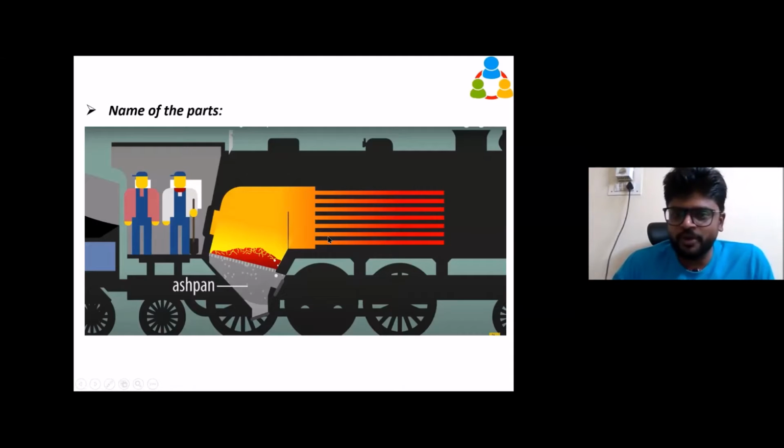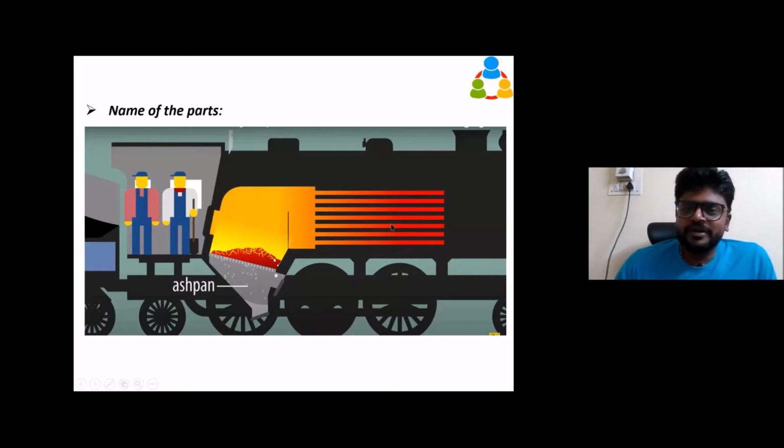In the next slide, I'm going to show you how it looks in reality. Through these fire tubes, this hot smoke is going to pass, and it's going to escape through this. This is called the smoke box. It's going to escape through this smoke box, and go out of this chimney.